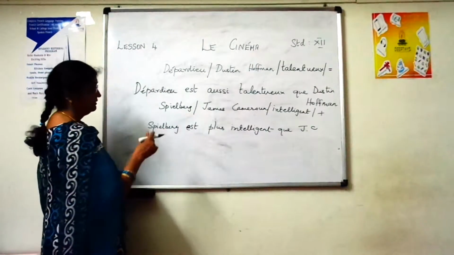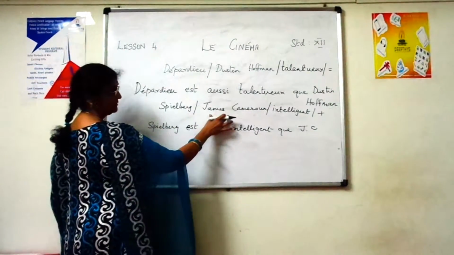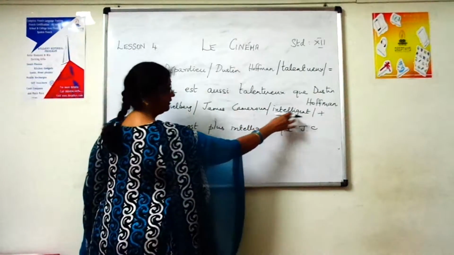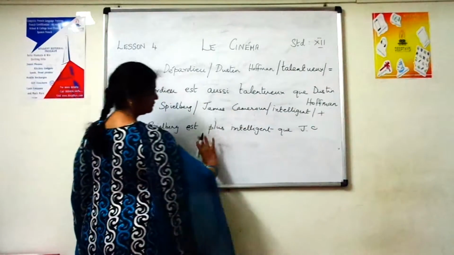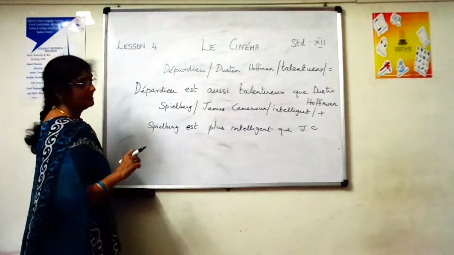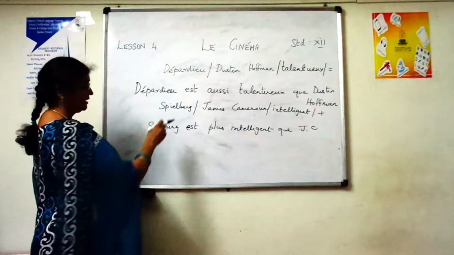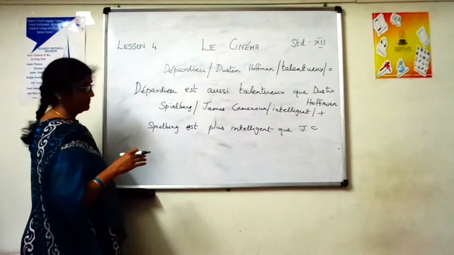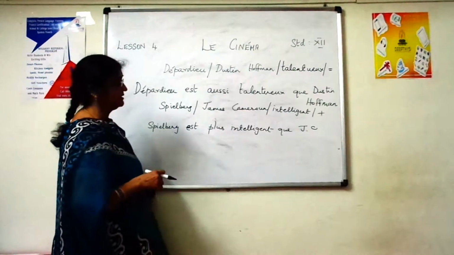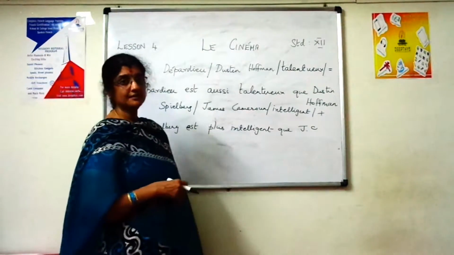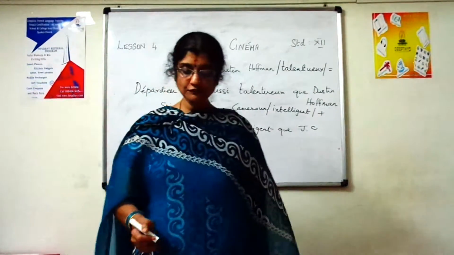So remember, we are comparing two people using an adjective and using the given symbol to compare both. And since it's given plus here, they are writing Spielberg as the subject. Spielberg, a plus intelligent que James Cameron. So with that, we finish the first exercise.